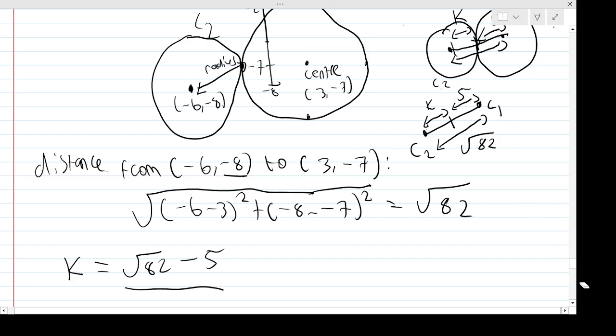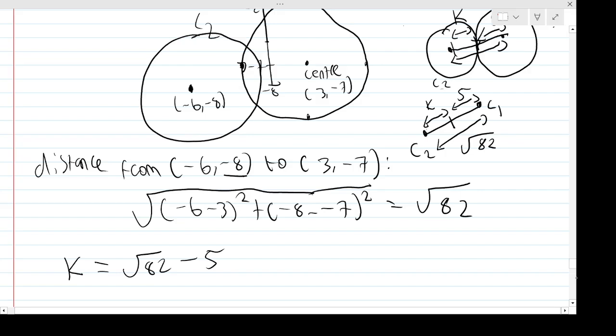That means they intersect once, as you can see there. And we saw if we then increased the radius to be more than that, that ensures that we get 2 intersection points, which is what we want. So that means K has to be bigger than this. So K has to be bigger than root 82 minus 5, okay?